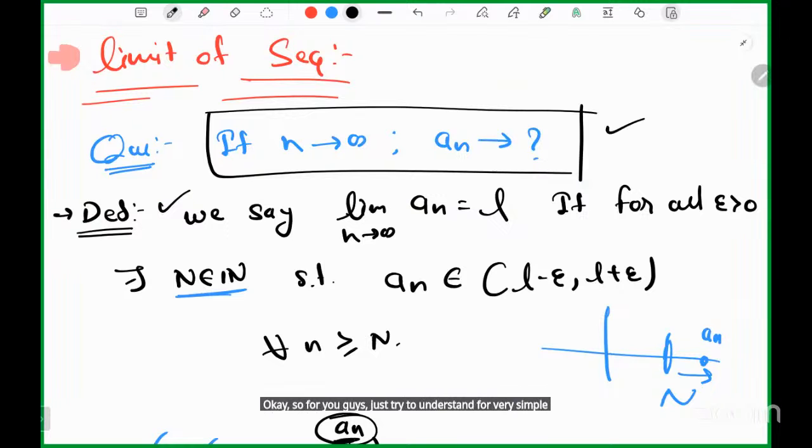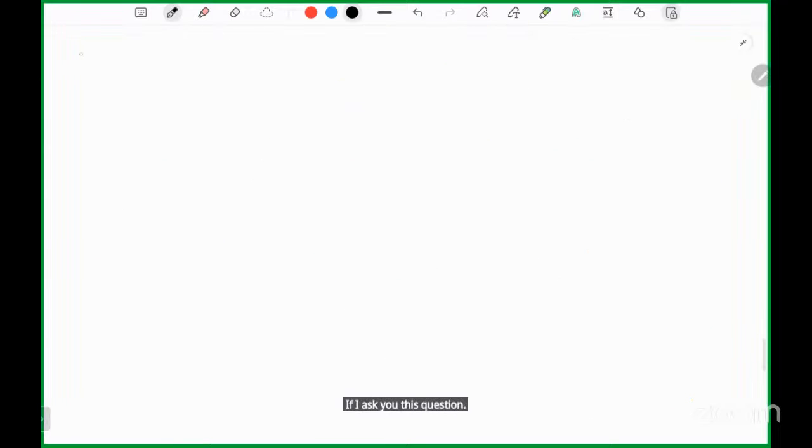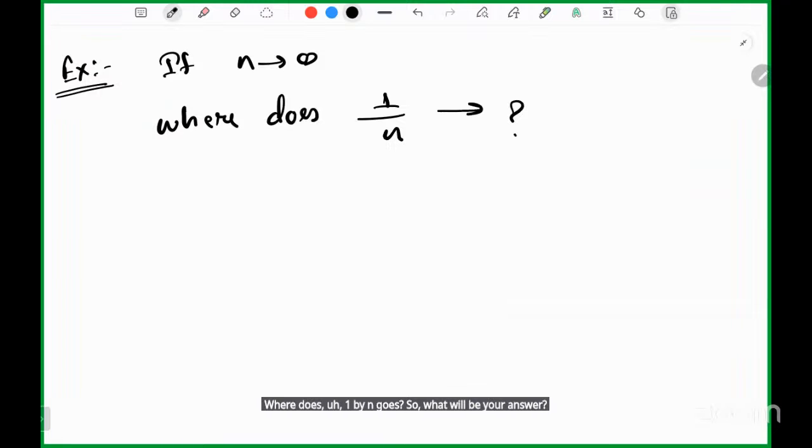For example, if I ask you this question: if n goes to infinity, where does 1 by n go? What will be your answer? 0, right? It's kind of obvious. So we just want to figure out these types of simple things in our course.